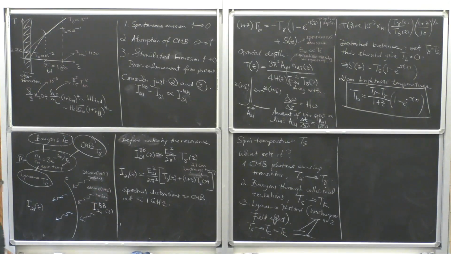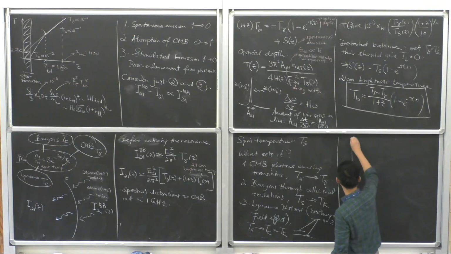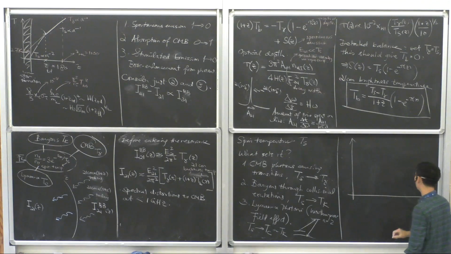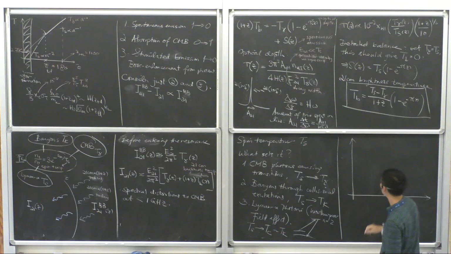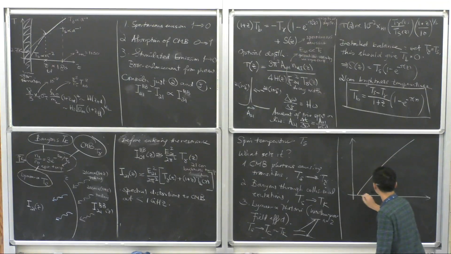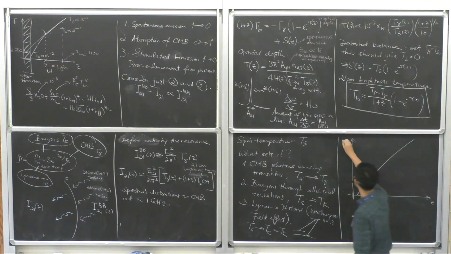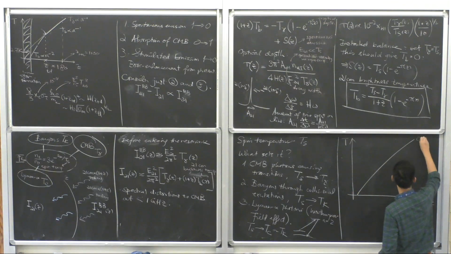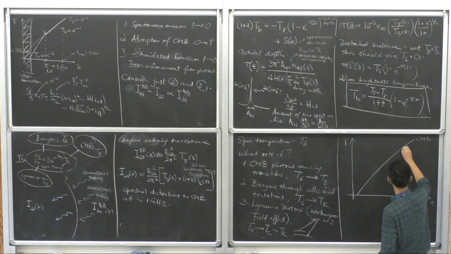Okay? So now let me just draw this diagram again. And now I'm going to also include reionization because 21 cm can be used to look past reionization. We have the CMB. And then we have baryons.